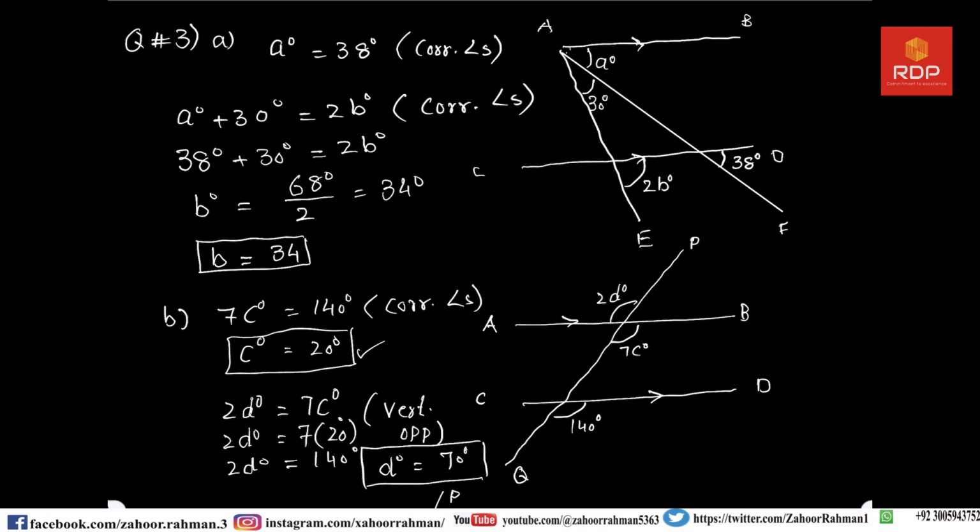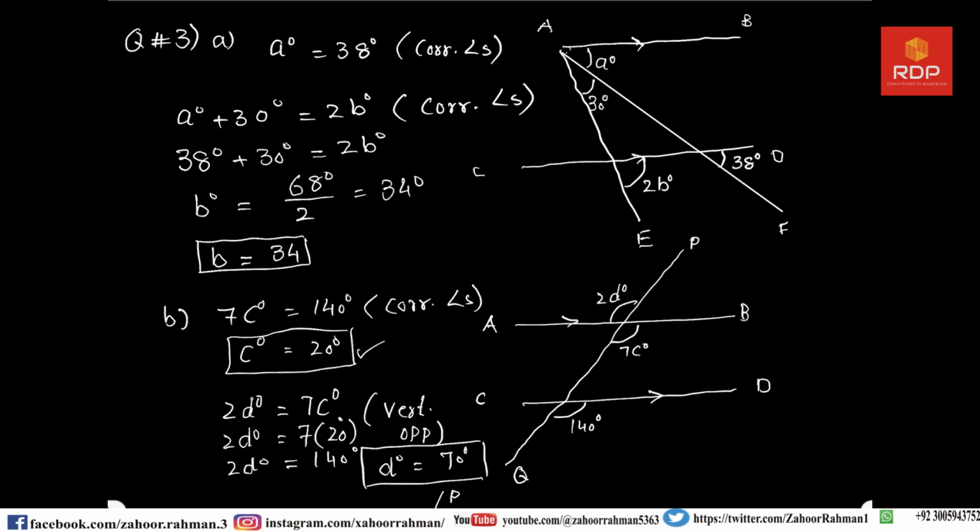Now we are doing question number 3, and question number 3 is saying: in each of the following figures, AB is parallel to CD. Very important information. Find the values of the unknowns.